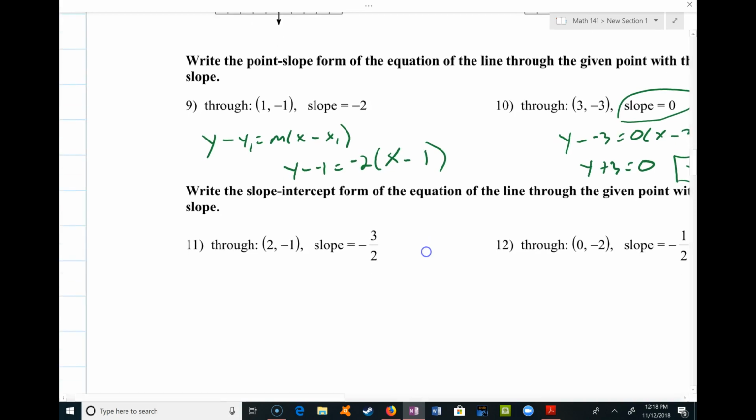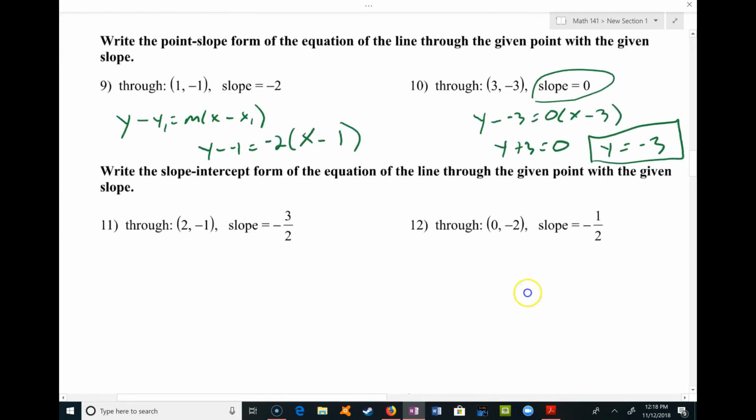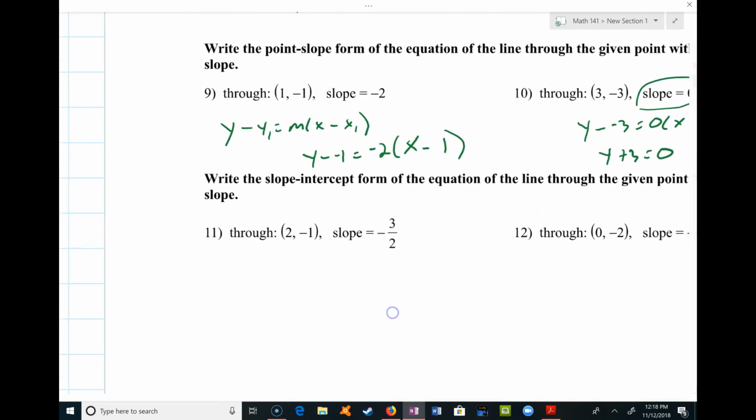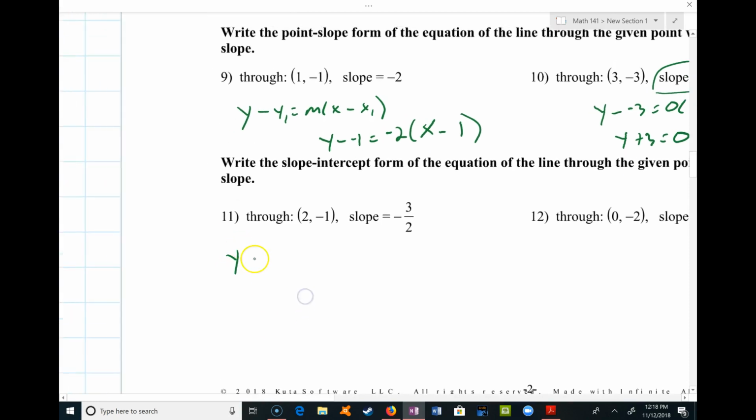Now, number 11 says write the slope-intercept form of the equation of the line through the given point with the given slope. So in this case, I would just go y minus a negative 1 is equal to negative 3/2 times x minus 2. Of course, that's not in slope-intercept form, so I just need to change it to slope-intercept form.